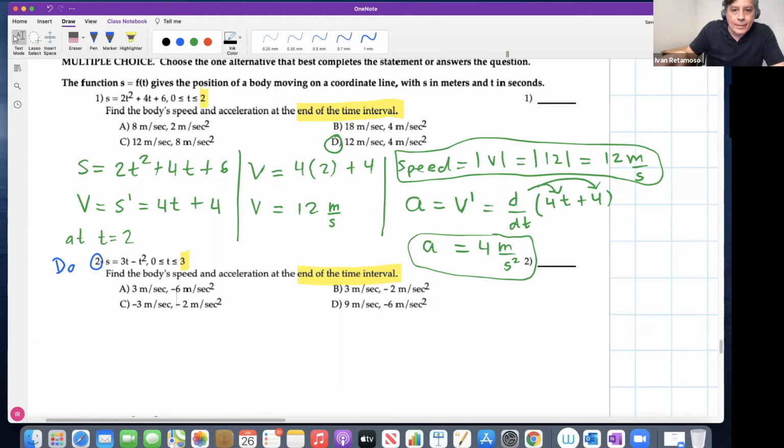All right, let's just start this out. Let's try to work this out together, okay? Find the body's speed and acceleration. For the speed, I need the velocity. So I'm gonna start by writing out the position function as 3t minus t squared, okay?